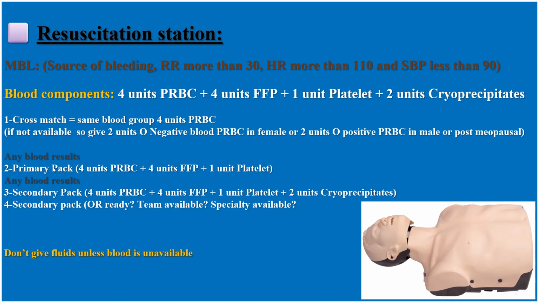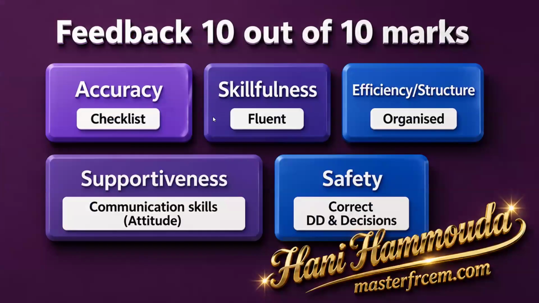But you should ask about any blood results first. If the examiner said no blood results, give primary bag full. If he said blood results available, correct the abnormalities. Then ask about blood pressure again. If it's still low, ask about blood results again. Correct the abnormalities. If no blood results, then give secondary bag full. Okay.